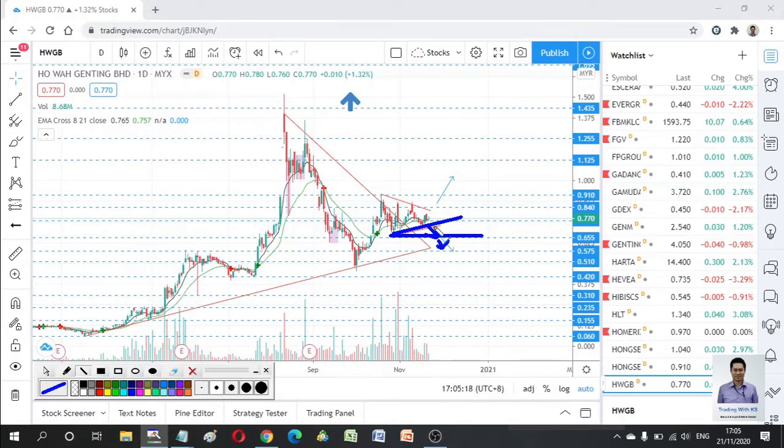If you don't want to close the trade after the break of this triangle, you can wait for the break of this 0.655 area. If the price can still stay above, there is a possibility the price will continue sideways. If it breaks the 0.84 to 0.85 area, then there is a possibility the price can continue to go up.